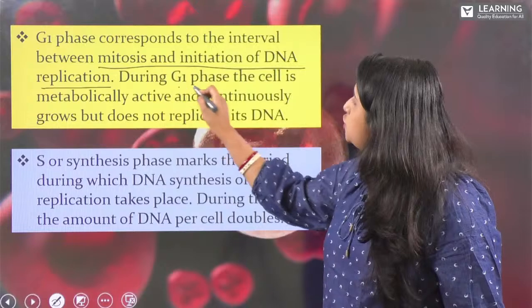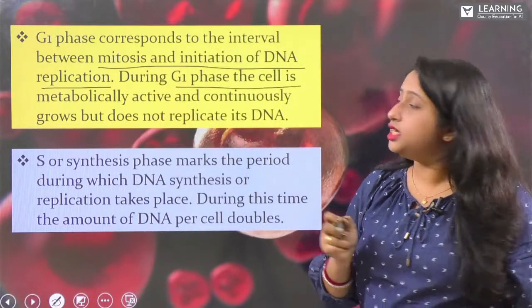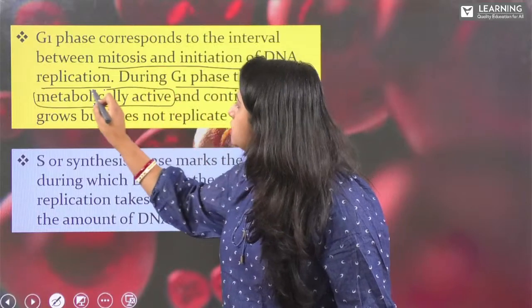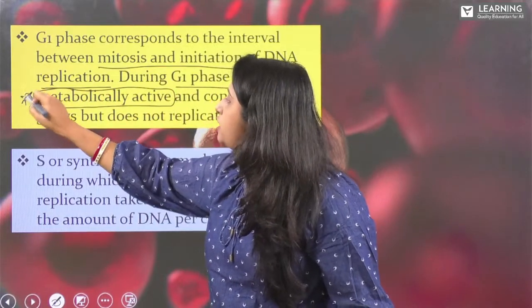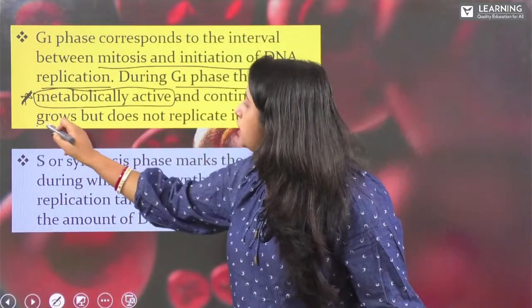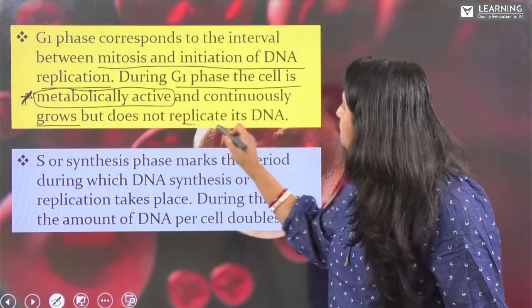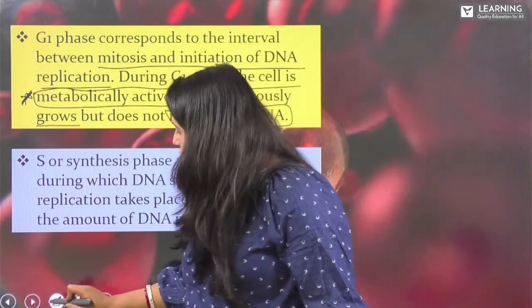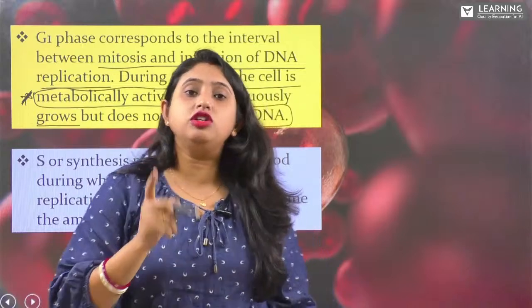During the G1 phase, the cell is metabolically active. This is important. The cell is very, very active here and continuously grows, but does not replicate its DNA. So in the G1 phase, is DNA replication taking place or not?